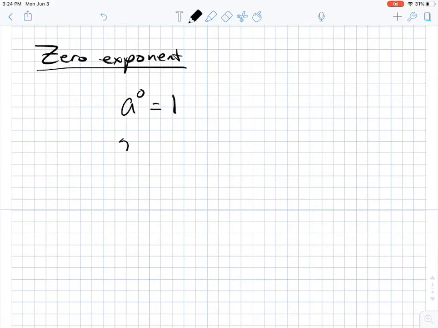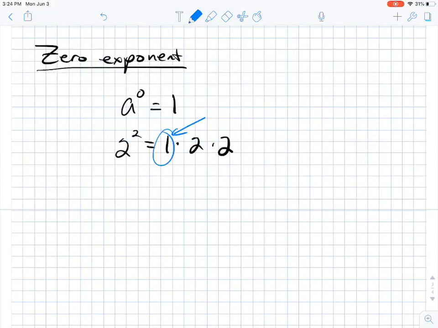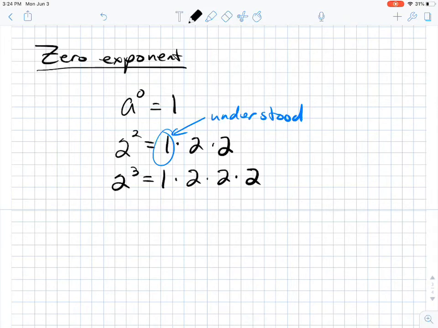So for example, let's say I had 2 squared. Naturally, we don't write the 1 here. We don't write it. It's actually understood as being there, so we really don't need to write it. However, 1 is a factor of any number that comes across. So when it comes to this, we say, well, 1 times 2 times 2. Of course, we know what that number is. 2 cubed, same thing: 1 times 2 times 2 times 2. Again, the 1 is not written in there. It's understood as being written in there.